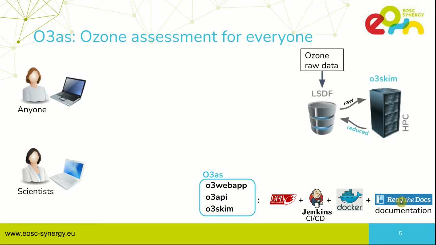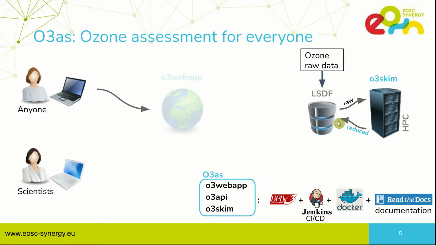In order to provide a convenient service, we first retrieve the original raw data from various ozone models and store them in the Large Scale Data Facility, LSDF. This data of tens of terabytes is then reduced to the parameters of interest by means of the O3as scheme component. It runs regularly on the HPC system and stores reduced data back in LSDF.